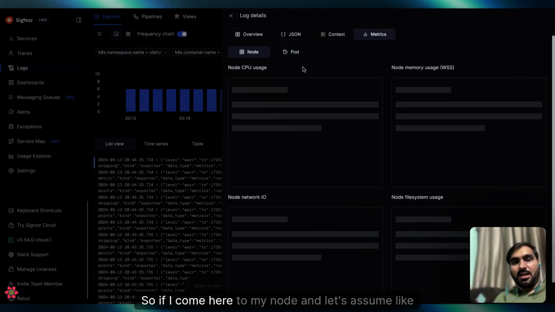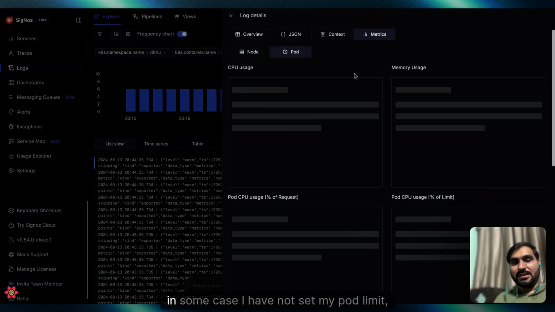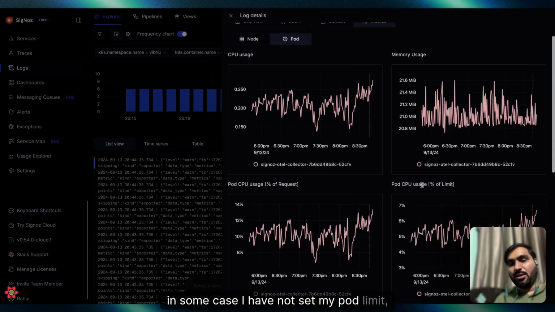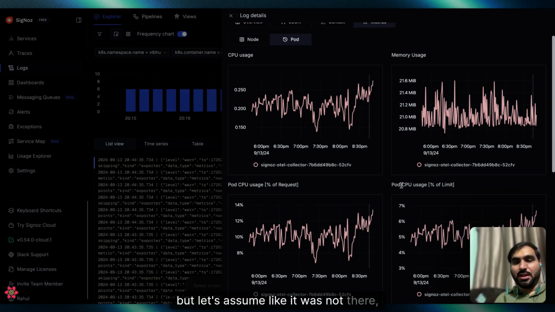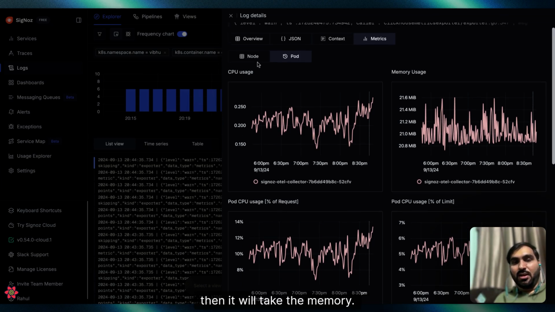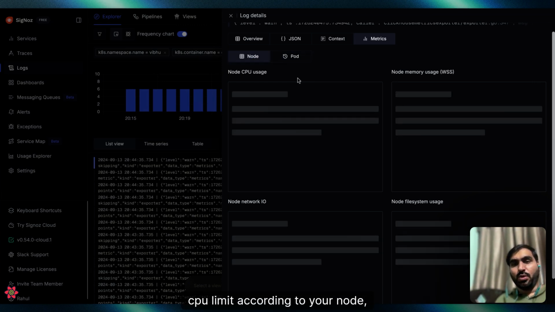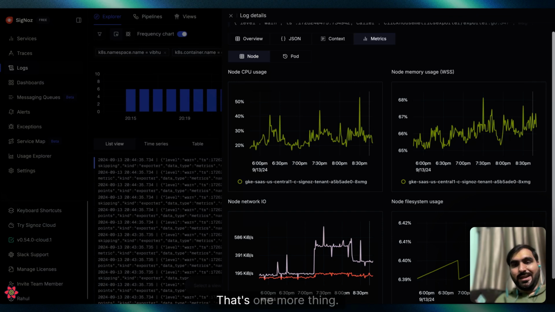So if I come here to my node, and let's assume in some case I have not set my pod limit. In our case right now, we can see I have a limit here for pod metrics, but let's assume it was not there. Then it will take the memory, and you can say your CPU limit according to your node CPU and memory usage. That's one more thing.